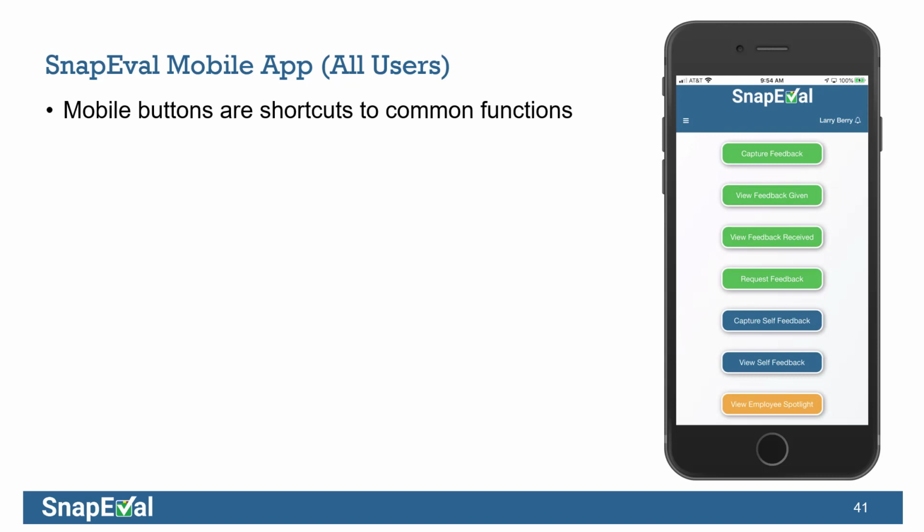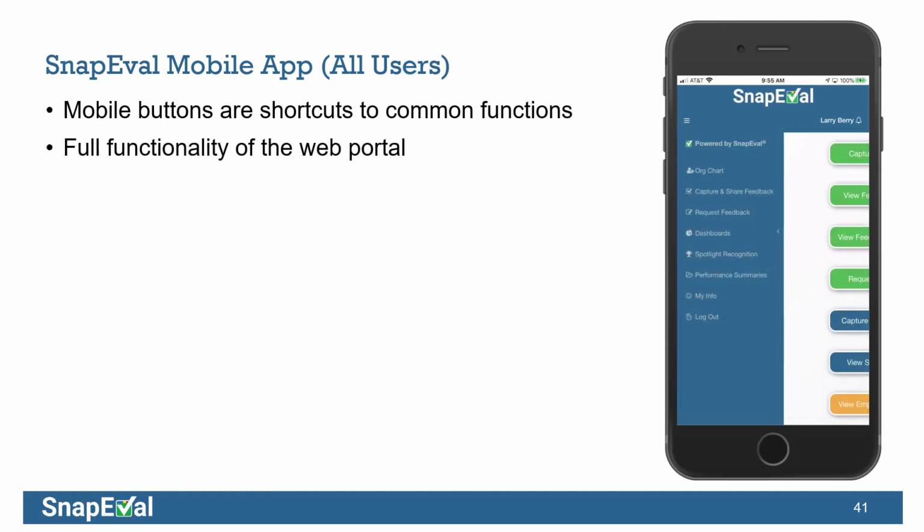As I mentioned, the mobile buttons are shortcuts to common functions in SnapEval. But you also have the full functionality of the web portal as well. All you do is click the menu button at the top of the navigation menu, and the buttons slide to the right, exposing the full navigation menu.